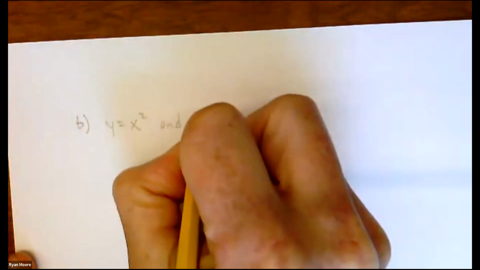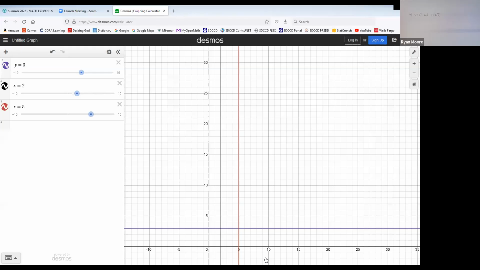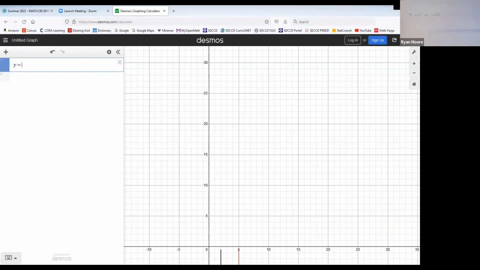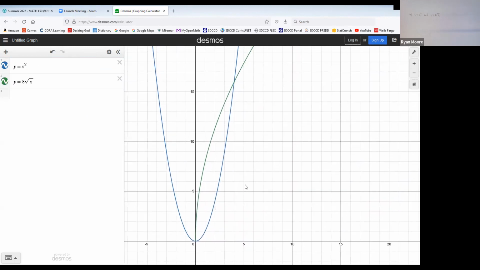All right, part B, let's check this out. y equals x squared and y equals 8 square root of x. Maybe I could sketch this by hand, but I'm going to jump into Desmos. No reason to guess, make sure I get it right. y equals x squared and y equals 8 square root. You type in SQRT. I don't know if we mentioned that before. All right, there we go.